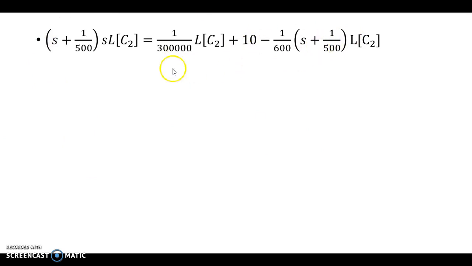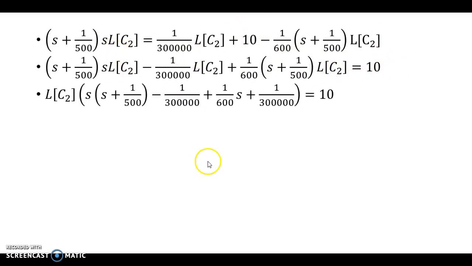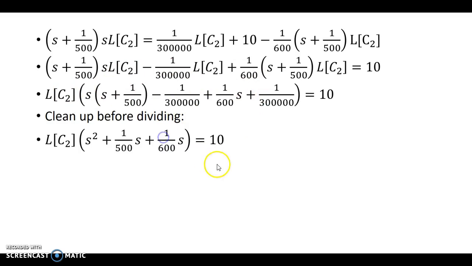So what I'm going to do is move all the C2s over. So I'll have this original term minus this term plus this term, so it's a subtraction sign, equals 10. So I'm leaving 10 on that side. Now I'll factor a Laplace of C2 out, and I've got this big extraneous mess. But here's where it was helpful to clear the denominators, because now, for the first time ever, we are going to clean up all of this stuff. We're going to combine like terms.